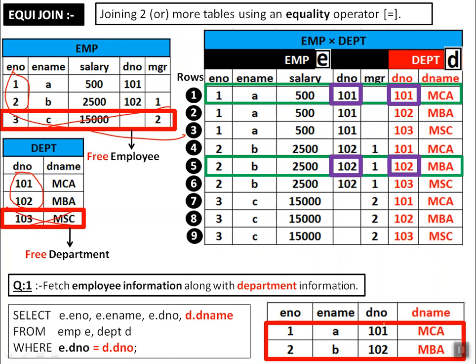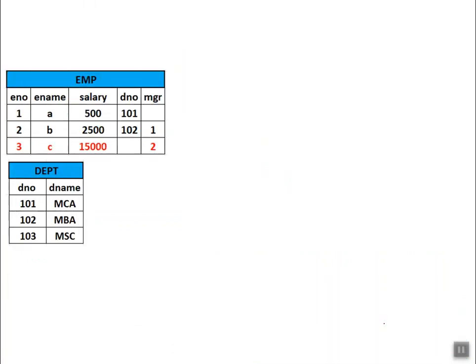If you want free employees or free departments or both, the only option is to go for outer join, which is an extension to equi-join. Let's continue. Look at this. It's highlighted because he is a free employee, not working in any department.